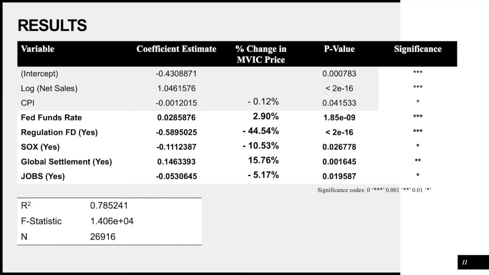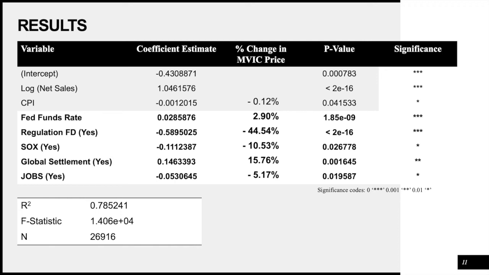As I used a log transformation for the response variable, the interpretation of the coefficients changes. Instead of the coefficient estimate, we care about the percentage change in the second column. We'll begin by looking at the FFR. We can interpret the results as if everything else remains constant. A 1 unit increase in the federal funds rate will result in a 2.9% increase in the MVIC price.